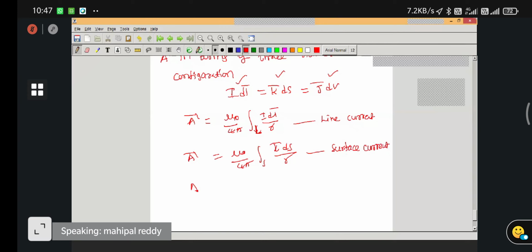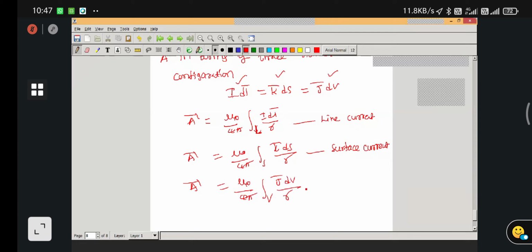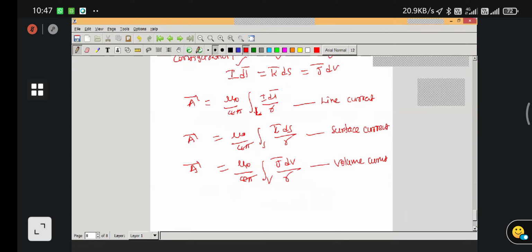Next one, the A vector: just replace mu naught by 4 pi times the volume integral of J vector dv by R. This is nothing but a volume integral. Current density is nothing but current passing through the area. The K vector is equal to I divided by B, where B is the perpendicular distance on the surface. I think we know that.